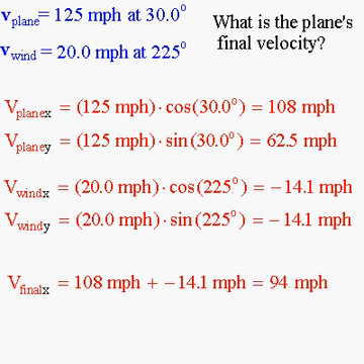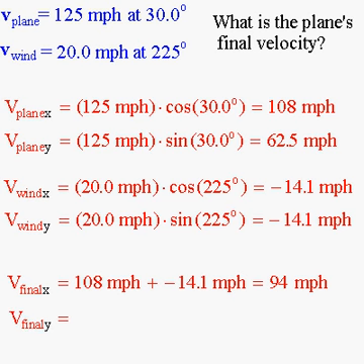Now remember, in this step we're adding, so the significant figure rules come from addition and subtraction. In addition and subtraction, you look at decimal place. 108 goes out to the ones place, negative 14.1 goes out to the tenths place, so I can only report my answer to the ones place, and that's why I get 94 miles per hour.